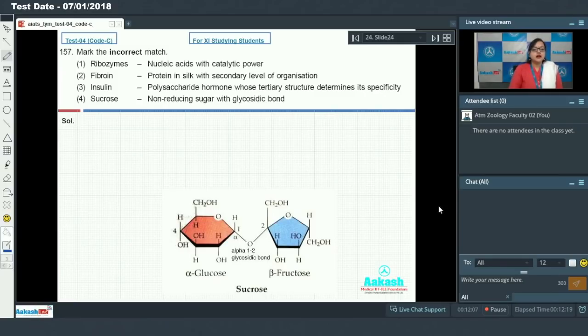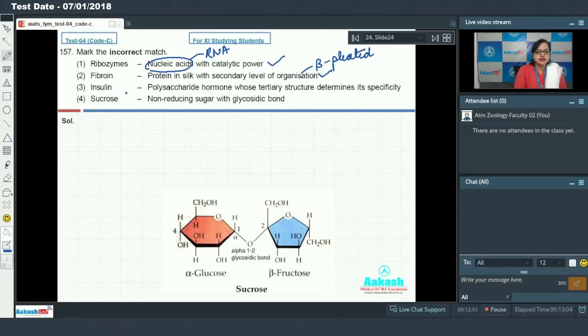Question 157. Mark the incorrect match. Option first, that is ribozymes, and it is matched with nucleic acid with catalytic power. You all know that RNA molecule having catalytic activity are known as ribozymes. So they are basically here RNA molecules with catalytic power. So this is a correct match here. Option 2, that is fibroin. Fibroin, it is matched with protein in silk with secondary level of organization. This is a correct match because fibroin protein is present in silk and it has beta pleated structure. So this is a correct match here.